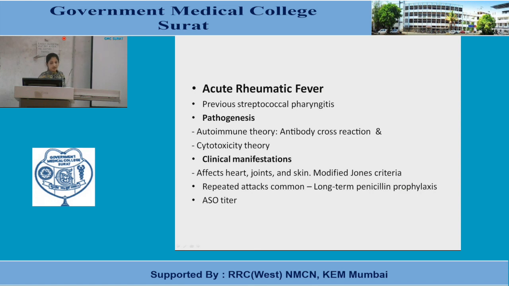It is due to the pure streptococcal infection. The clinical manifestations of this streptococcal infection affect the heart, joints and skin. There is one criteria known as the modified Jones criteria. We will see it in a later slide. Repeated attacks are common in acute rheumatic fever, so we have to give long-term penicillin prophylaxis at least up to 21 years of age. The clinical investigation used for this ARF condition is the ASO test.